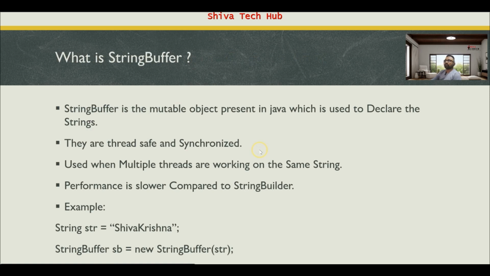So let us try to understand the next important topic, which is StringBuffer. Let us also try to understand the difference between String and StringBuffer. There is also one more class called StringBuilder, and we'll try to understand the difference between all three later in this session. First, let us understand StringBuffer. StringBuffer is exactly the opposite of String. String is an immutable object, whereas StringBuffer is a mutable object. It means we can manipulate the content of the string that is created by using StringBuffer.